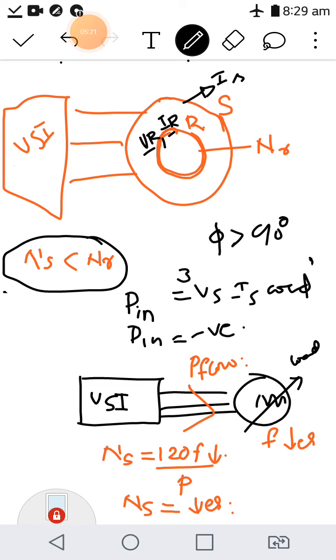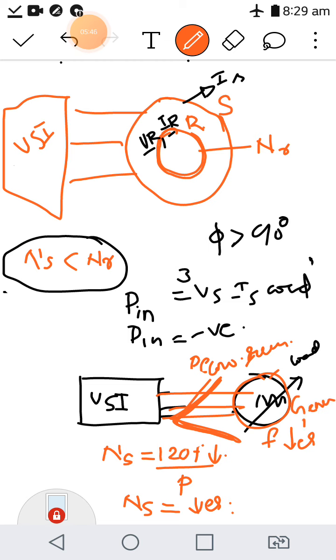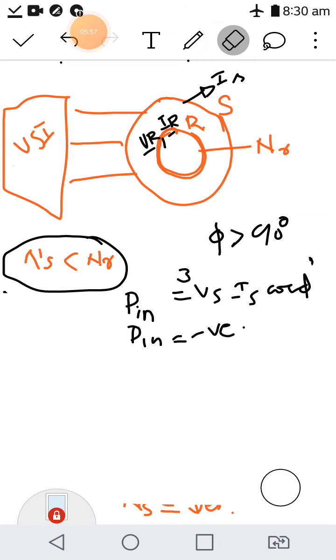What is the meaning of P in negative? Power flow reverses. Instead of power flowing from source to load, now the power flows from the motor to the VSI, from the motor to the source. So the machine now acts as a generator instead of motoring. It generates voltage, and this power is fed back to the source.